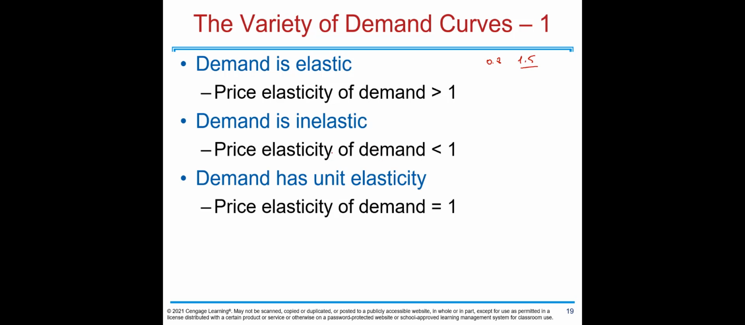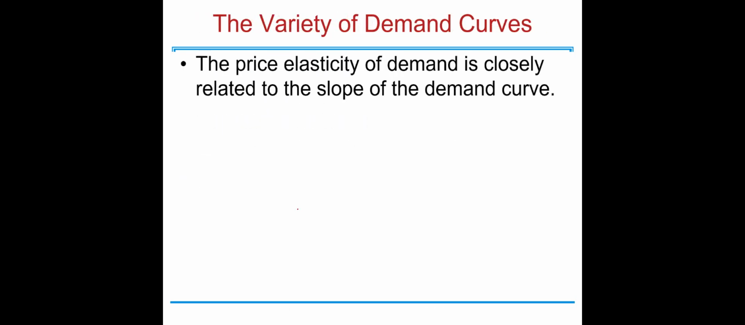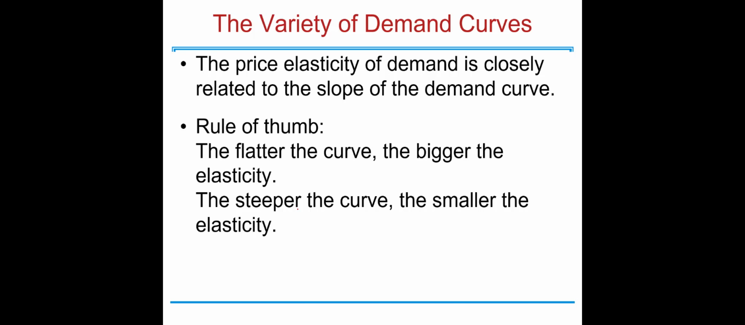Demand is elastic if price elasticity of demand is greater than 1. Demand is inelastic if price elasticity of demand is less than 1. And demand is unit elastic if price elasticity of demand is equal to 1. We can understand the demand elasticity by just checking the curves. The price elasticity of demand is closely related to the slope of the demand curve. Rule of thumb, the flatter the curve, the bigger the elasticity. The steeper the curve, the smaller the elasticity.